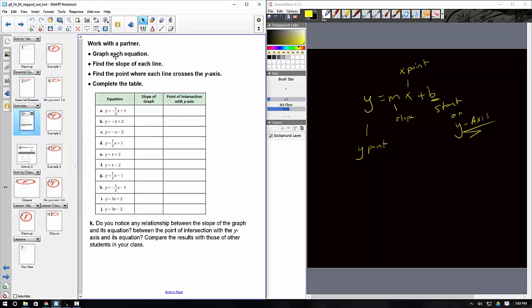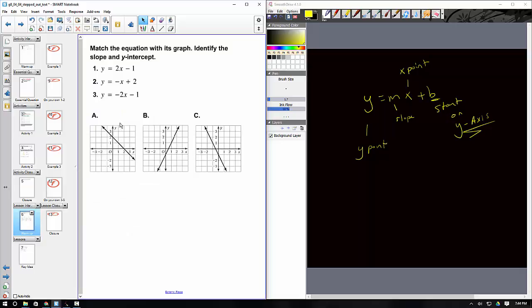So if I look here, it says graph each equation, find the slope of each line, and then write the point where the line crosses the x-axis. If I look here, the slope is negative 1/2. This slope is negative 1. This is negative 1. This is 1/2. This is 1. This is 1. This is 1/2. This is negative 1/2. This is 3. This is 3. The point where they cross the y-axis is the second number. So it's at 0, 1, at 0, 2, at 0, negative 2, 0, 1, and so on as you go through.